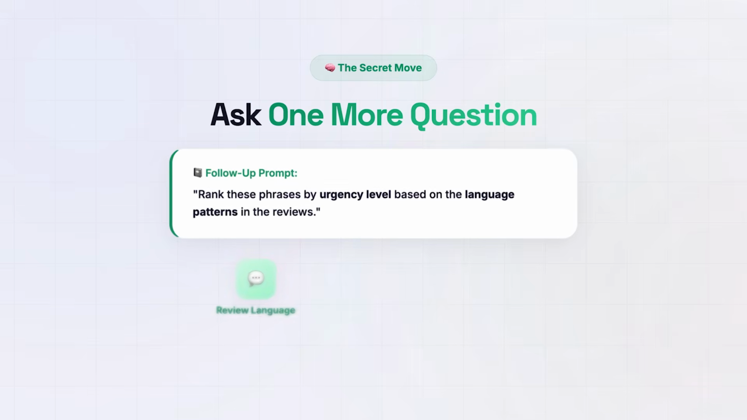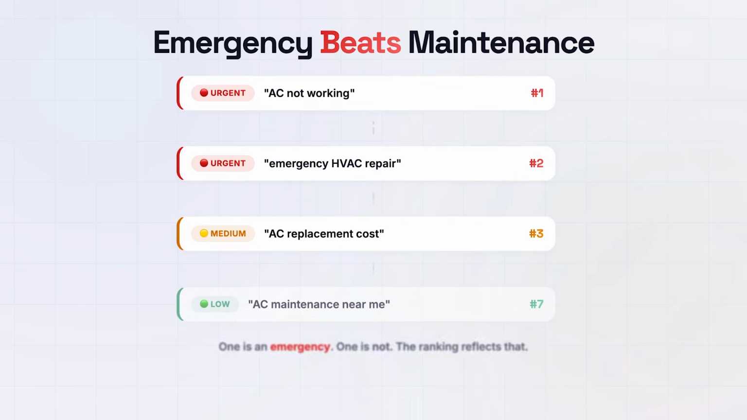So you ask NotebookLM one more question. You tell it to rank those phrases by urgency level based on the language patterns in the reviews. AC not working ranks higher than AC maintenance near me because one is an emergency and one is not. Now you have a prioritized keyword strategy that shows the client exactly what to target first.